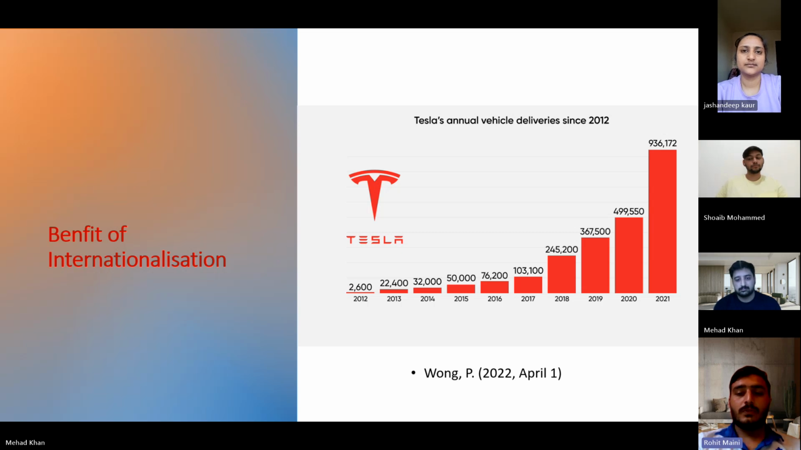In 2012, Tesla was only able to deliver 2600 cars in the whole year, and after that it gradually increased, and the graph shows that it achieved 245,200 in 2018, and then it boomed to 936,172 in 2021. So basically internationalization helped Tesla sell its electric vehicles in different countries, and the financial numbers went up. Now my friend will be continuing from here.